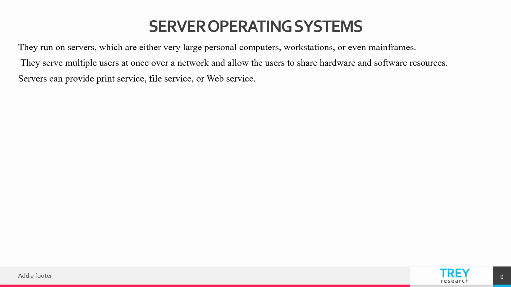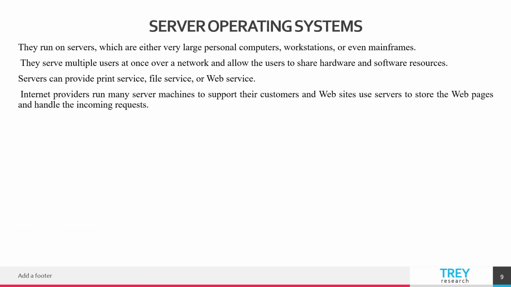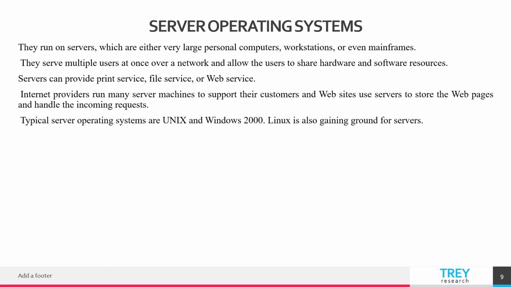For example, if an institution has one network and one server, there will also be one printer. All the computers which are connected will be able to print using that one computer. For this one, we'll be able to demonstrate how it's done. The internet providers run many server machines to support their customers and websites. They use servers to store the web pages and also handle the incoming requests. Typical server operating systems are Unix and Windows 2000. Linux is also gaining ground for servers in this generation.